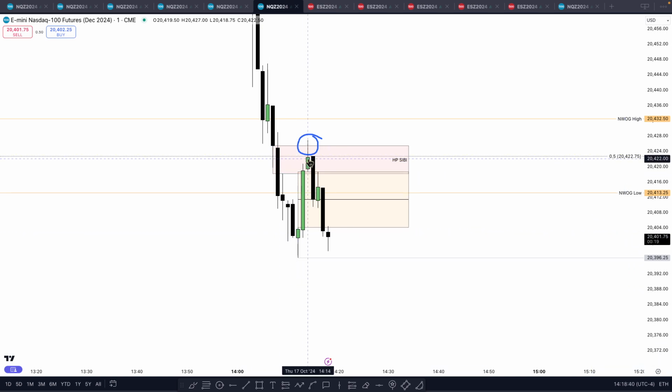Man, closing right below CE right here, 22.75. That candle's closed at 22.50. Working this high probability SIBI overlapping. You guys see the logic? Does that make sense?